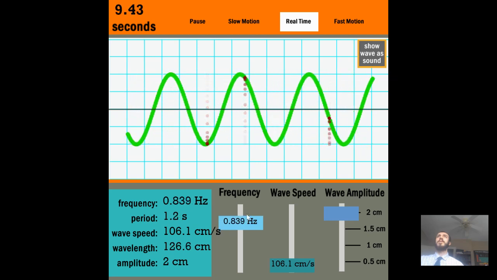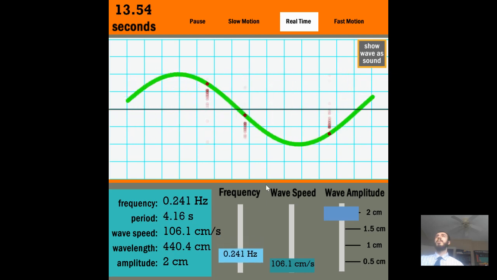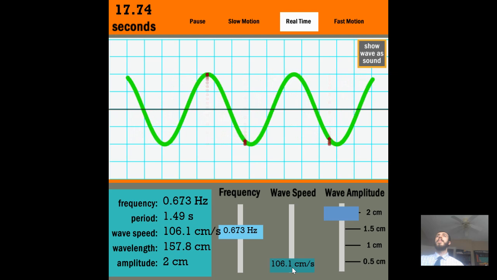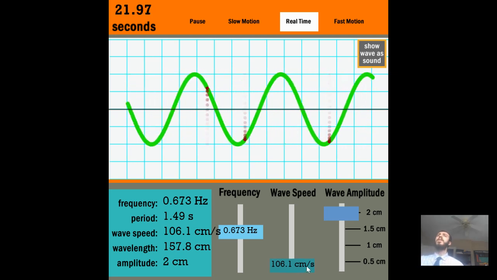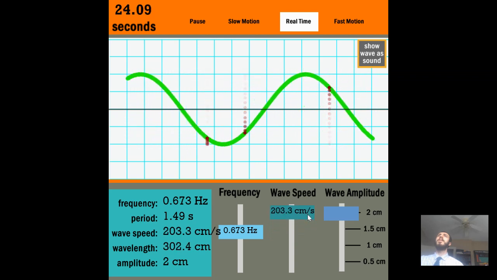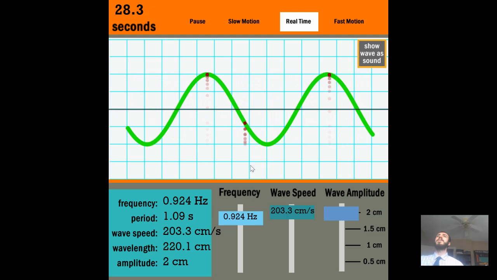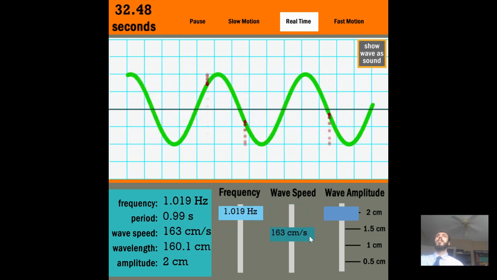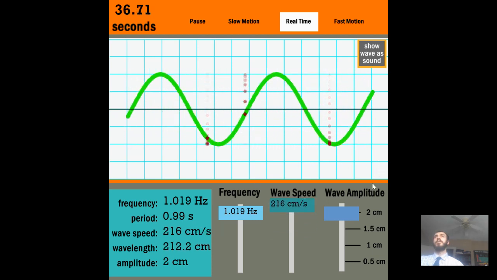So if I increase the frequency, right, you see more waves coming through. And I'm changing the wavelength, right? The distance between the two crests is different. Now, the wave speed, however, is totally different. So I can increase the wave speed. You're going to start seeing that this is actually moving faster. Yeah, so the wave is actually moving faster as it goes through here.